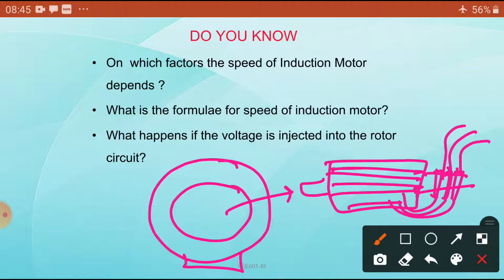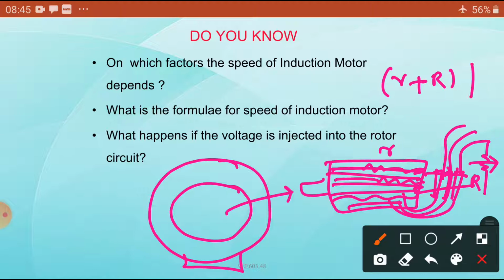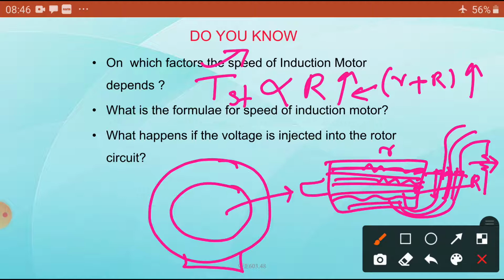At the time of manufacture itself, the winding has some small resistance, r, and by adding some extra resistance R from outside, small r plus capital R means the rotor winding resistance increases. It helps to produce the starting torque. Torque is directly proportional to s into E square into R2 by Z square. So the starting torque T is directly proportional to the resistance. Initially, if we increase the resistance, the starting torque increases. That is the beauty of the slip ring induction motor.